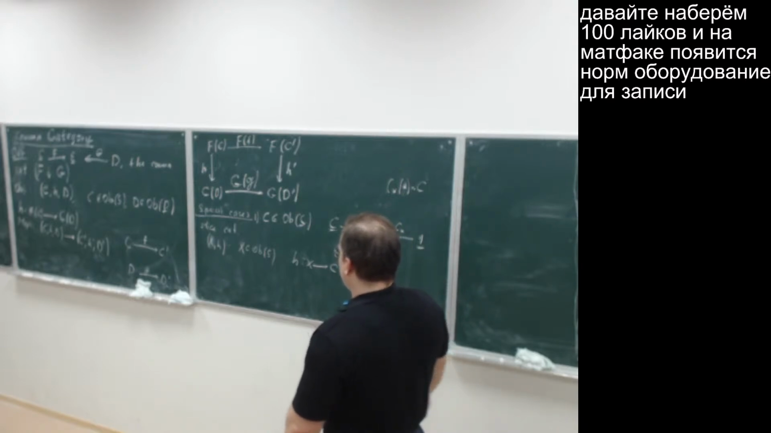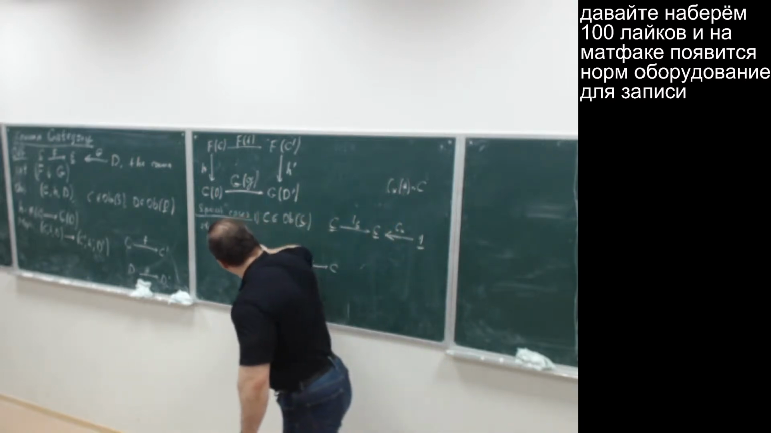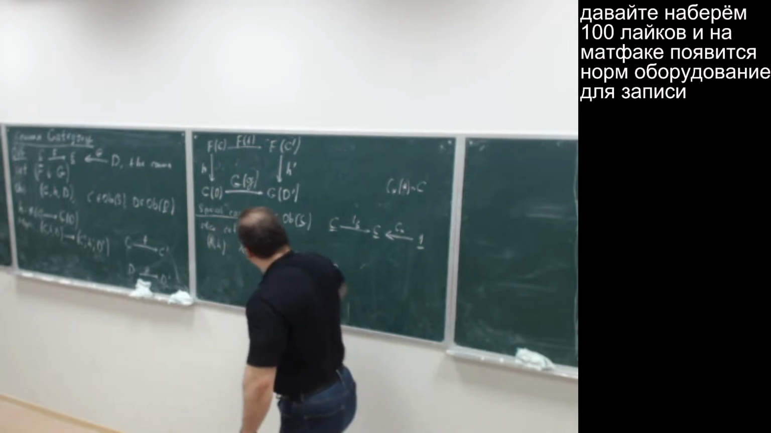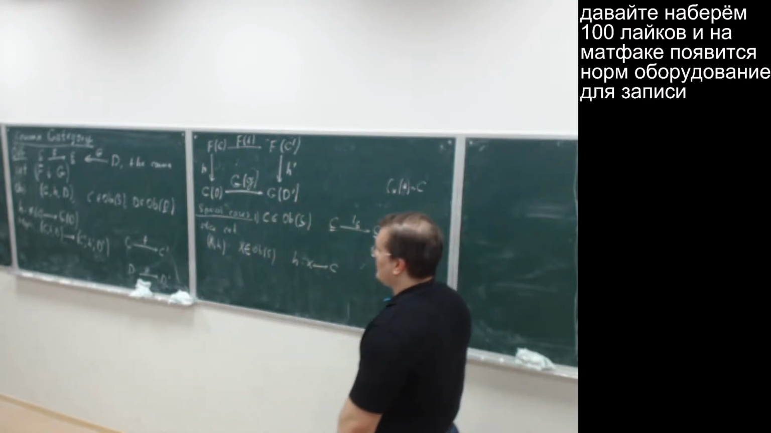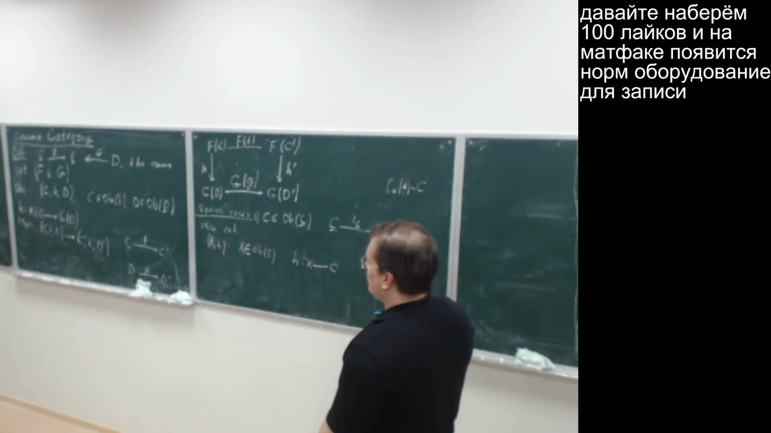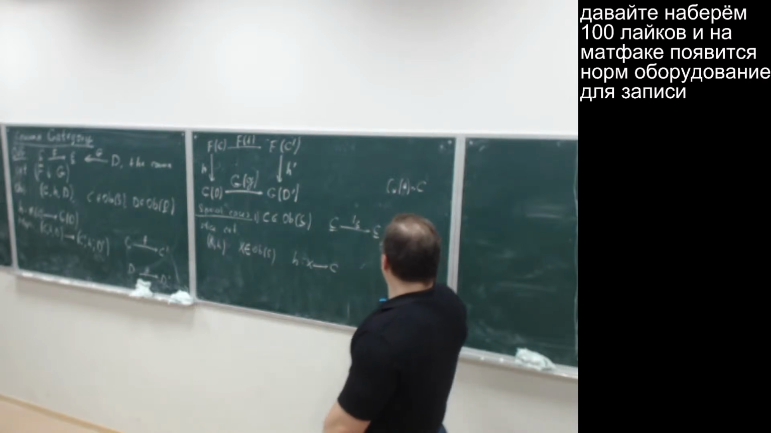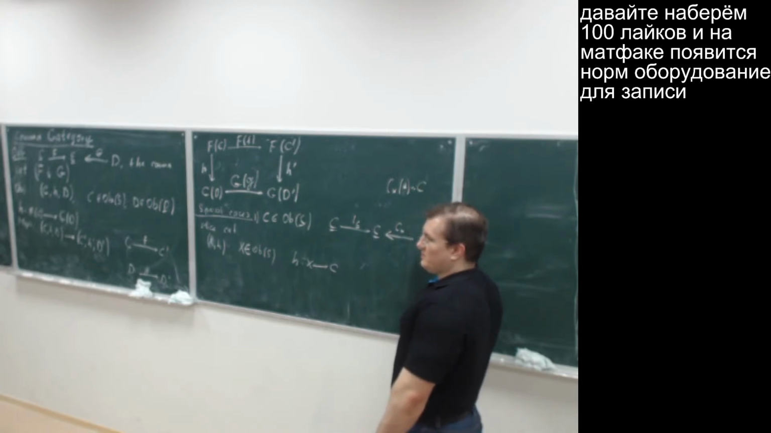X is subset. No, it's an object. Oh, the triple has two objects and the map, right? But here you can choose only one object.